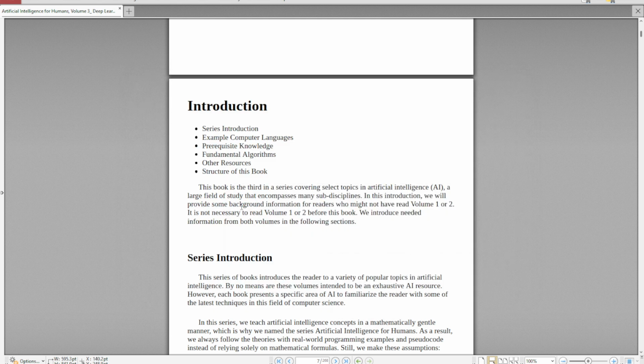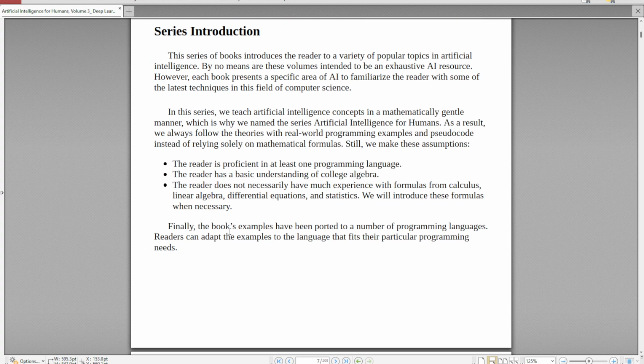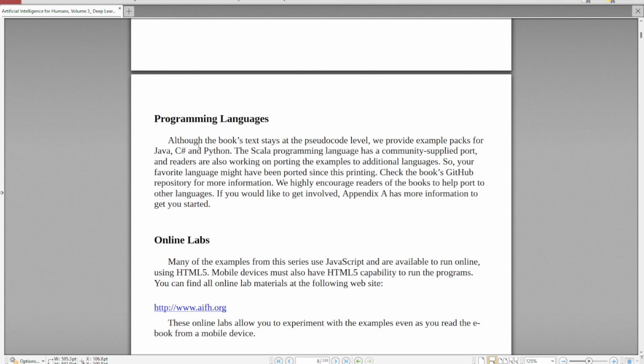So first of all, these are some things. Now I have to go to the book and start from the introduction, and go to the programming language section. Yes. Now here we just write it. The book text says that at the pseudo level it will provide example tags for Java, C Sharp, and Python. So we can also do it from three languages. I recommend Python. It's very easy and good for all programmers and also for beginners.